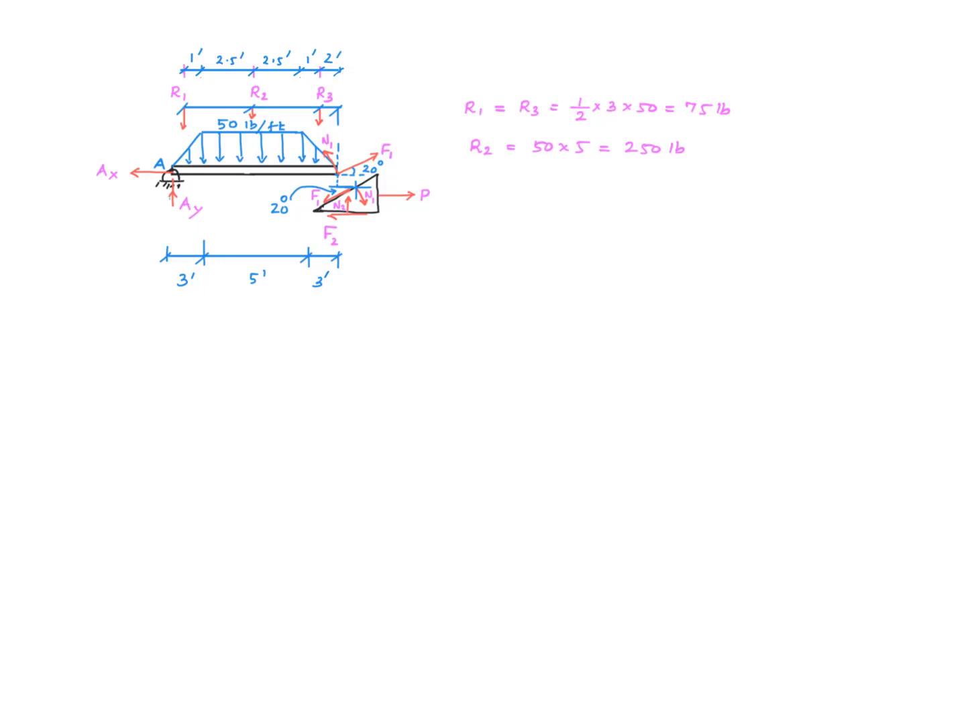R1 is acting at the centroid of this triangle, which is 1/3 from the base, right? And therefore this distance is 1 foot. R2 is acting right in the middle of the rectangular part, and therefore this is 2.5 feet and this is 2.5 feet. R3 once again is acting at the centroid of this triangle, which is 1/3 from the base, and that's 1 foot, and 2/3 from the vertex, which is 2 feet, right?